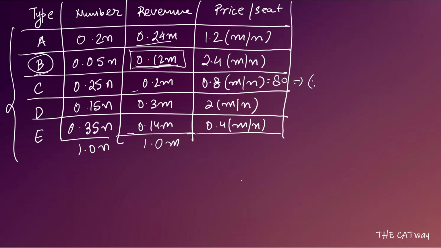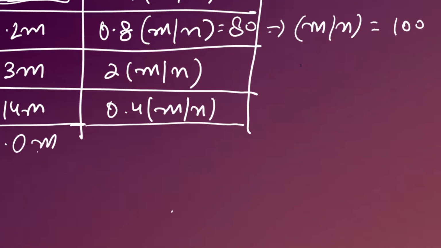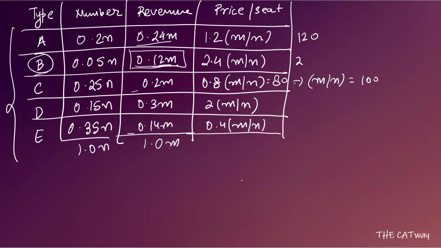From this we can conclude that m by n is equal to 100. If we know m by n, we can calculate the price for every type of seat, because it is 1.2 into m by n. Now m by n is 100, so the price of type A seat is 120. The price of type B seat is 240. The price of type D seat is 200, and the price of type E seat is 40. One more thing is being said: the revenue generated by all of them is the same.